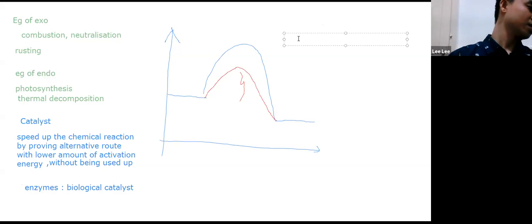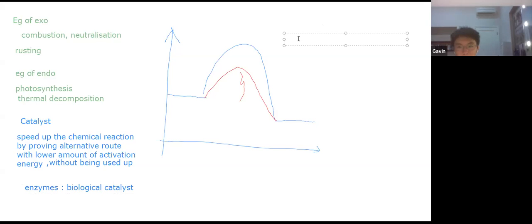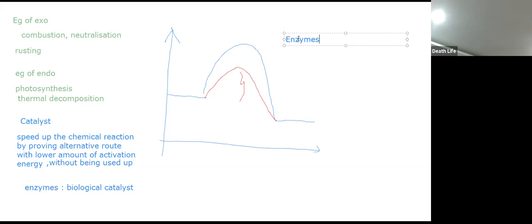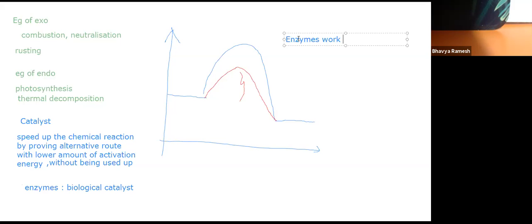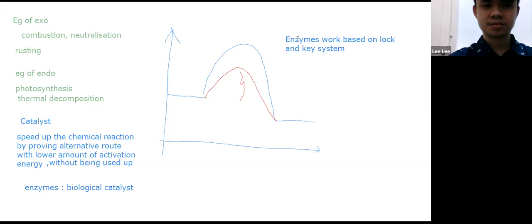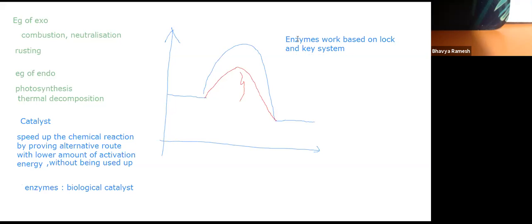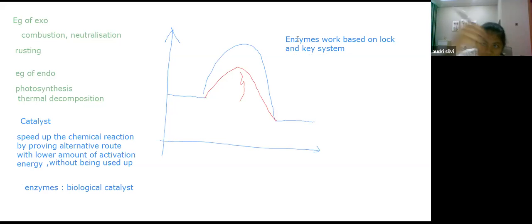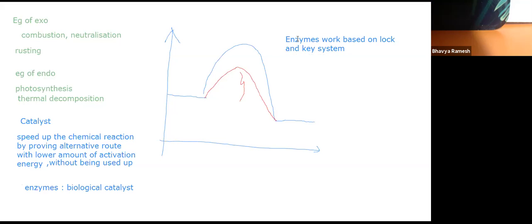How does an enzyme or a catalyst work? Do you know that enzymes work based on a lock and key system? So it means one enzyme can only work on one substance, right? Any of you want to ask questions so far until here? No.